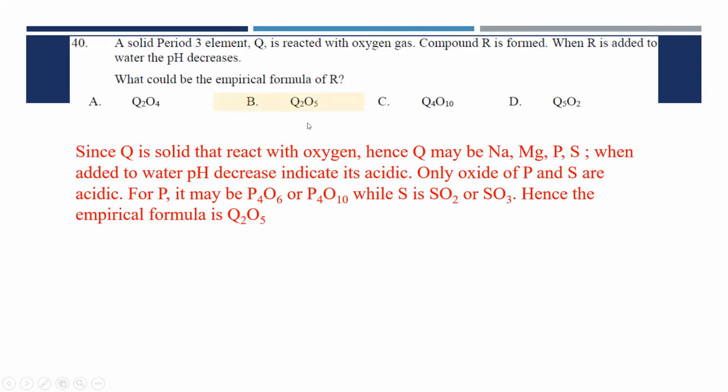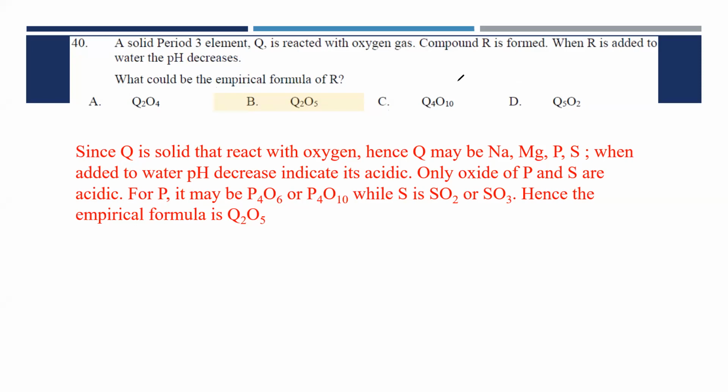Okay, so that is for question number 40. Wait, the question asks for empirical formula, please be careful. So the answer is not C, sorry. The answer is B, because the question wants the empirical formula. So with that, that is all for the objective questions that I would like to share with you.